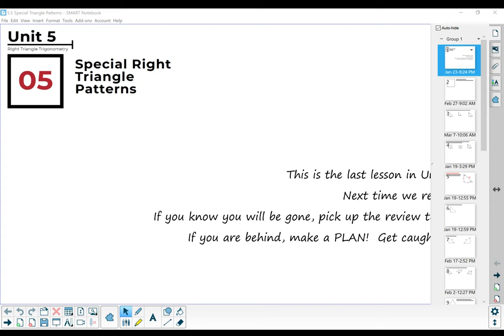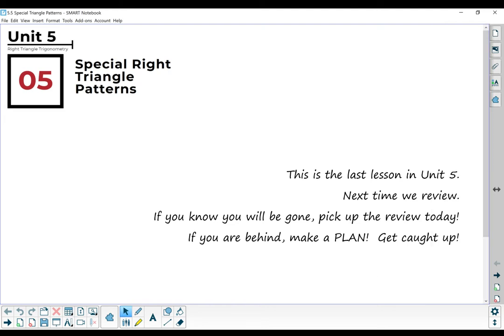This lesson is quite a bit different from the others. We're going to be focusing on special right triangle patterns. This is the last lesson in Unit 5, so the review and test are coming up very soon. If you're a little behind on this unit, make a plan to get caught up.